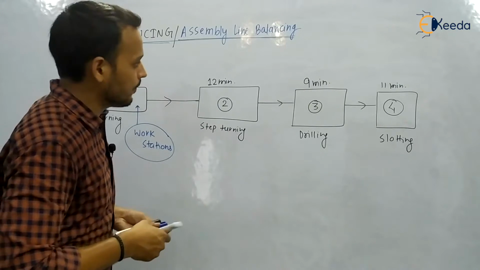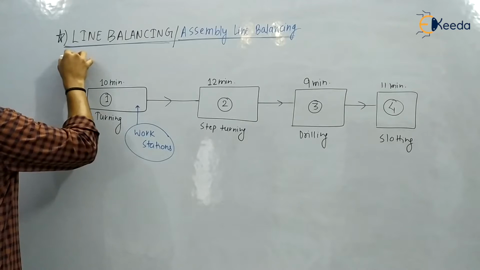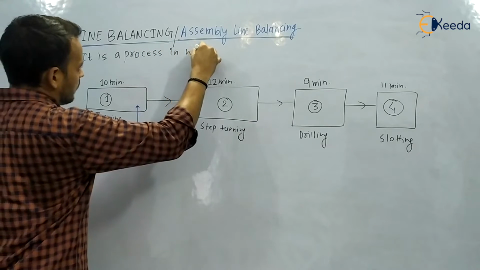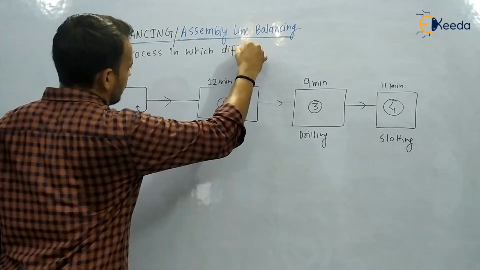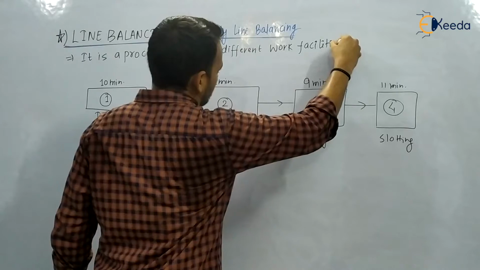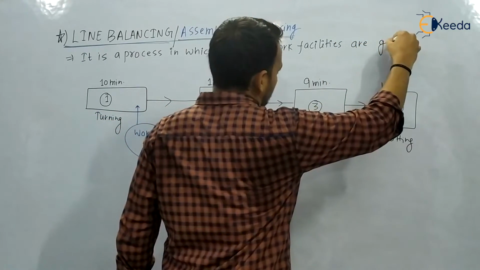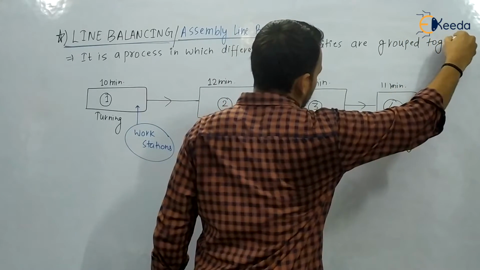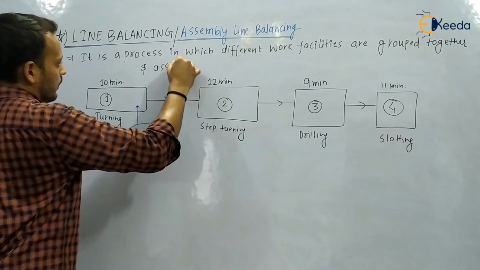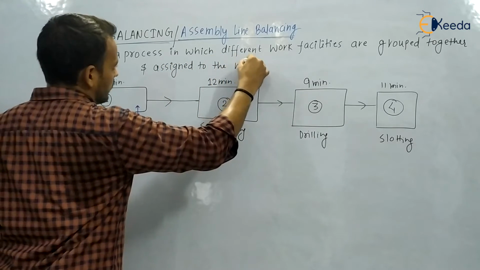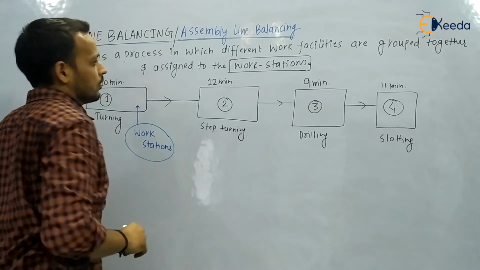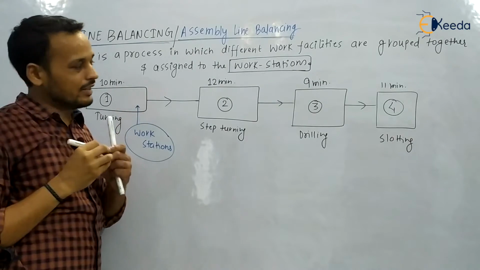So we can define it like this: it is a process in which different work facilities are grouped together and assigned to the workstations. So it is basically line balancing.